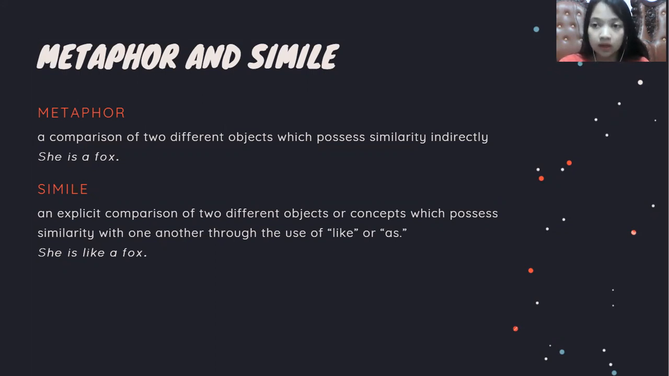And simile is a more explicit and direct comparison. It is an explicit comparison of two different objects or concepts which possess a similarity, but it uses the words like, as, resembles, or similar. So for example, she is like a fox. That is the indicator or marker of simile: the words like, as, resemble, or similar.